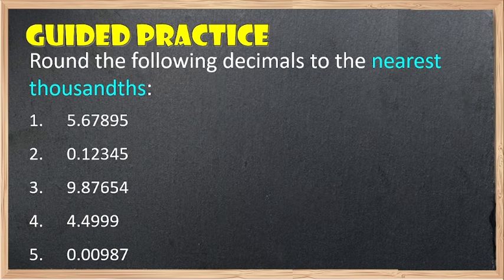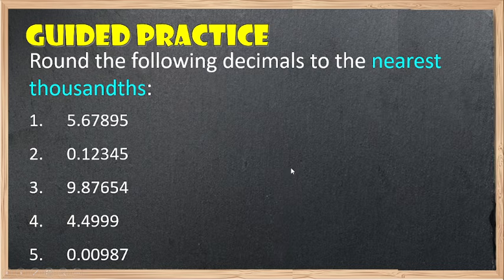Now, to enhance your skills, you need to answer this guided practice. Try to answer number 1, number 2, number 3, number 4, number 5. You need to round the following decimal numbers to the nearest thousandths. Comment down your answer in the comment section.